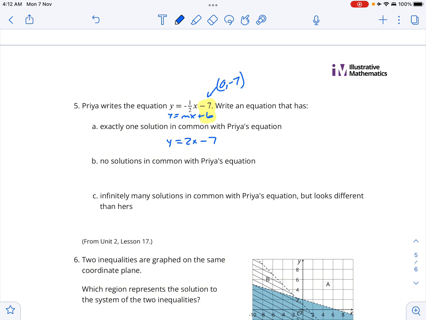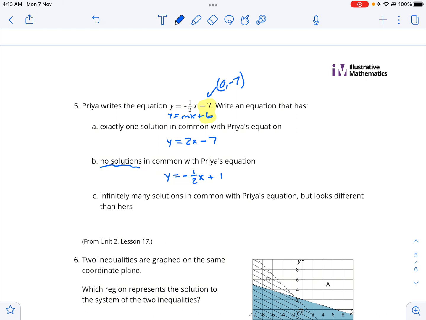Something that has no solutions in common, well, then I'd be looking for a parallel line, okay, that doesn't intersect this. So I'd want to keep the slope the same. So y equals negative 1/2 x, and then it could be any other y-intercept. Or, yeah, I'll just do plus 1.